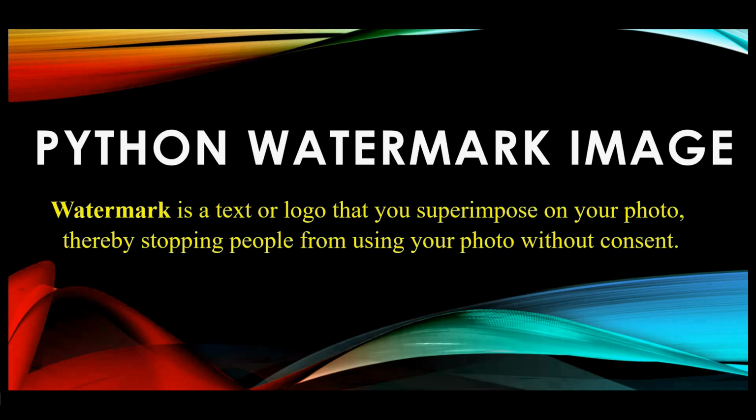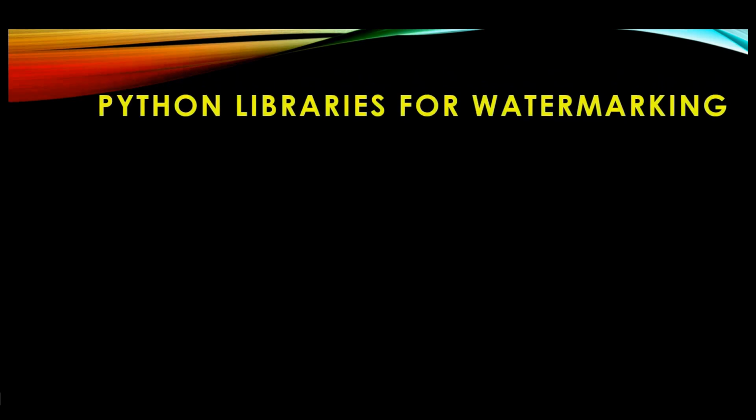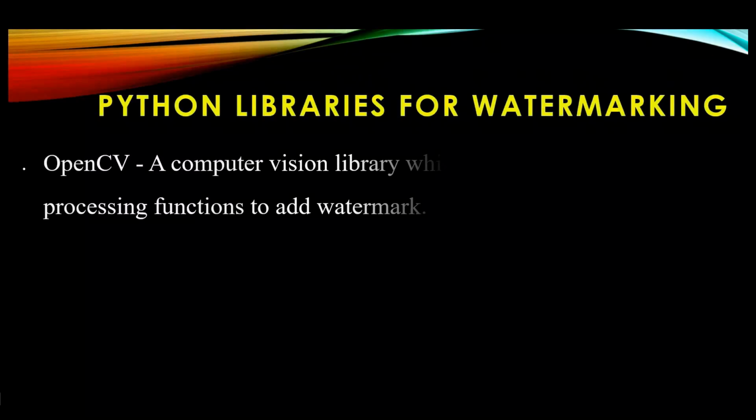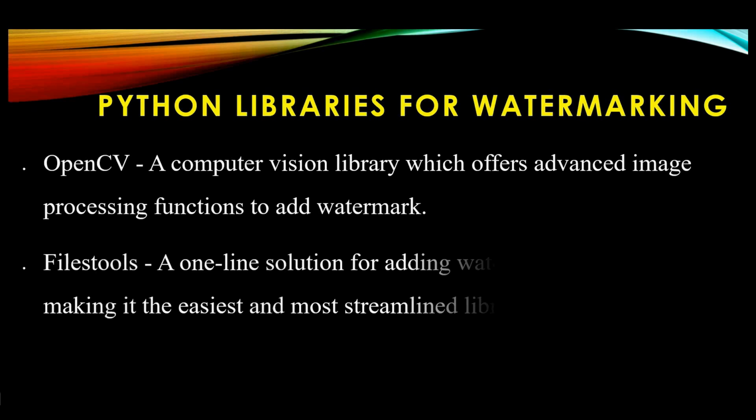There are two types of watermarks: text watermark and image watermark. Now let us see some libraries that are available for adding a watermark to an image in a single line of code. The first popular library is OpenCV, a computer vision library, to add a text watermark to an image in a single line of code. The next Python package is filestools. It provides an online solution for adding a text watermark to images. This can be performed in the command line prompt.